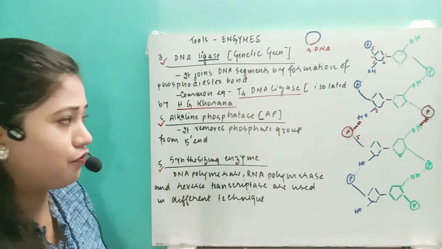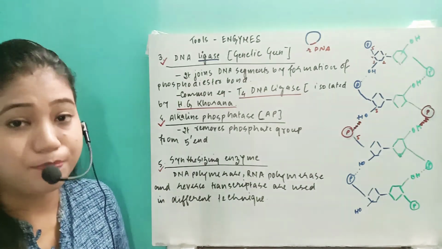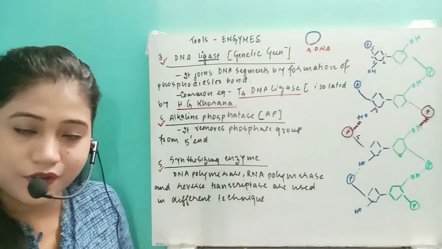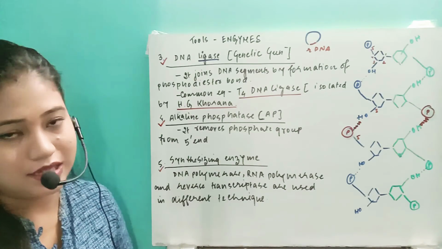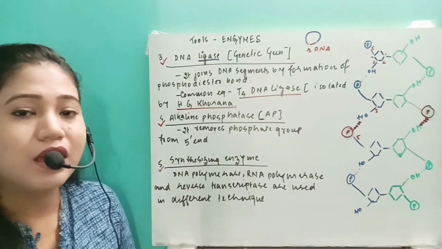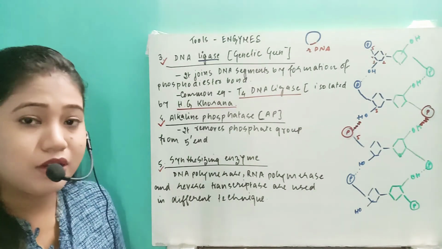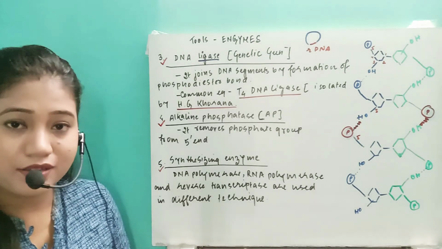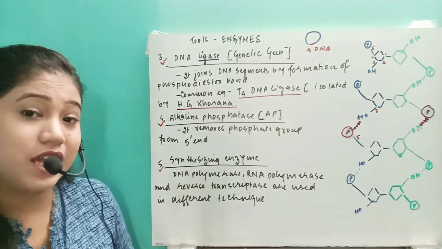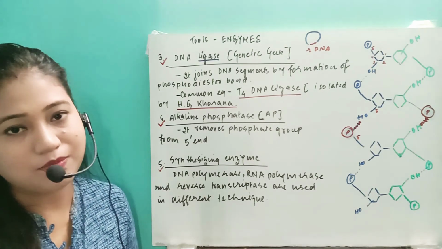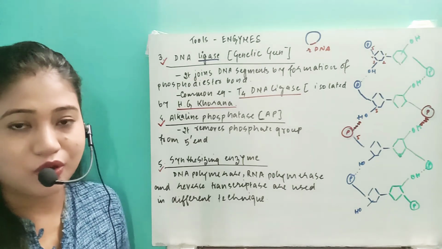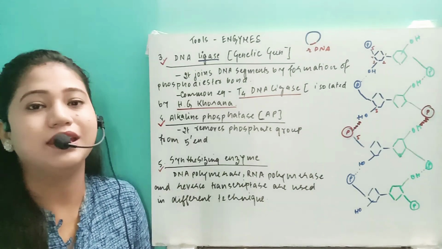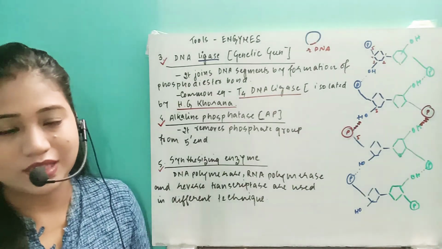Next one, alkaline phosphatase, which is also known as AP, which is helping in breaking the two DNA segments by removing the phosphate group. Next one, synthesizing enzyme, which is helping in the formation of DNA from DNA. RNA polymerase, which is helping in formation of RNA from RNA. Next one, reverse transcriptase, which is helping in the formation of DNA from RNA. Then normal transcriptase enzyme that will help in the formation of RNA from DNA. So this way lots of synthesizing enzymes are there. So we have completed the tools, that is enzyme.